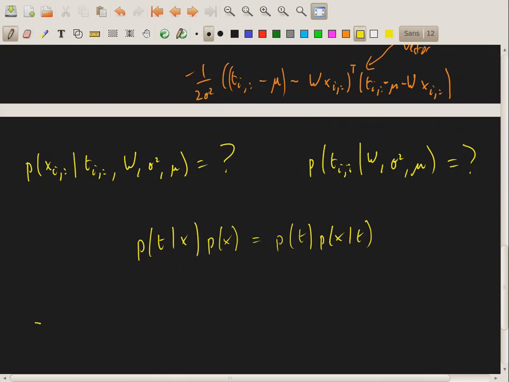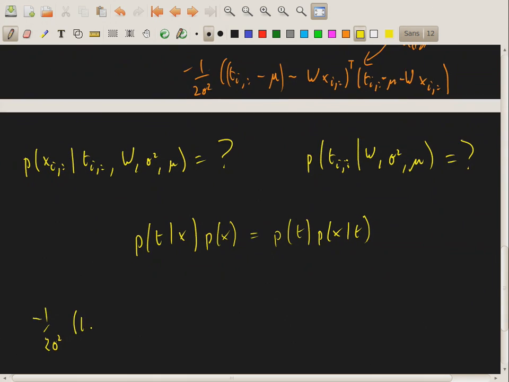So that's minus a half sigma squared of t, the ith row of the matrix T, minus the mean vector, transpose, same thing again. And then again up on this side, we'll view that as one vector.